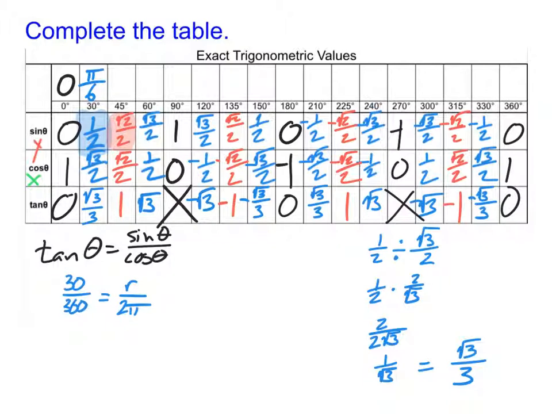It's pi over 6. And once I know that that is pi over 6, I know that every time I'm going up by a 30-degree interval, so like here's 30 degrees, every time I go up by a 30-degree amount, I'm going up by pi over 6. So in order to fill in all those values, all I have to do is add pi over 6.